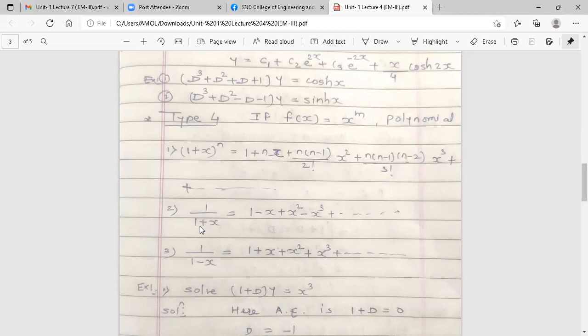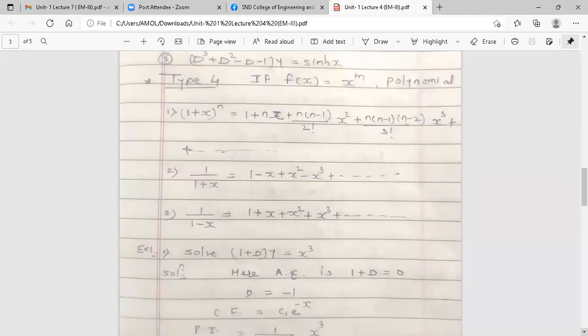Second is 1 upon 1 plus x. The series for 1 upon 1 plus x is 1 minus x plus x square minus x cube and so on. The third series is 1 upon 1 minus x, which is equal to 1 plus x plus x square plus x cube and so on. Now the example to find the PI when your function is a polynomial function.